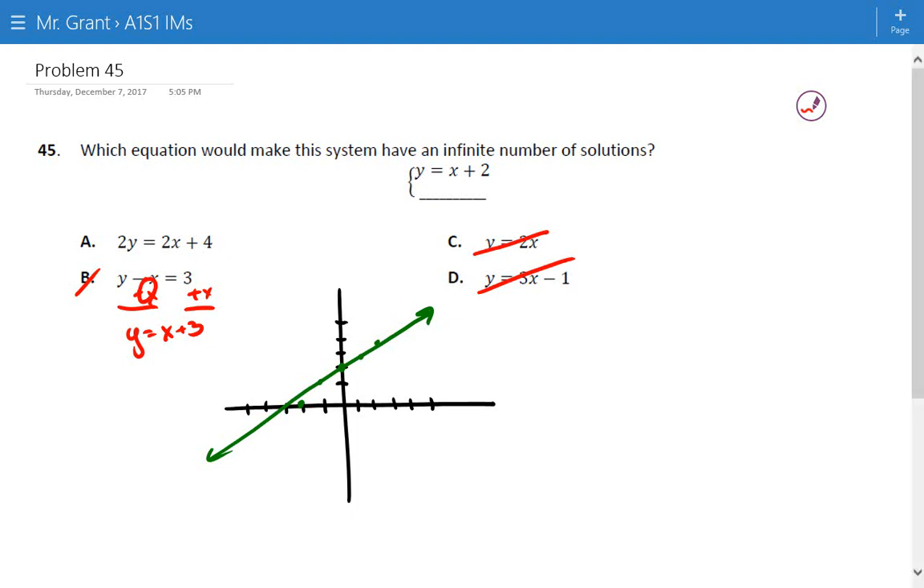Let's get y by itself. I'm going to divide everything by 2. That gives me y equals x, and then 4 divided by 2 is 2. Oh, that's the same. As soon as we know that a is the same as the equation up there, we know that those two equations have infinitely many solutions because they are the same, they're on top of each other, they cross an infinite number of times.